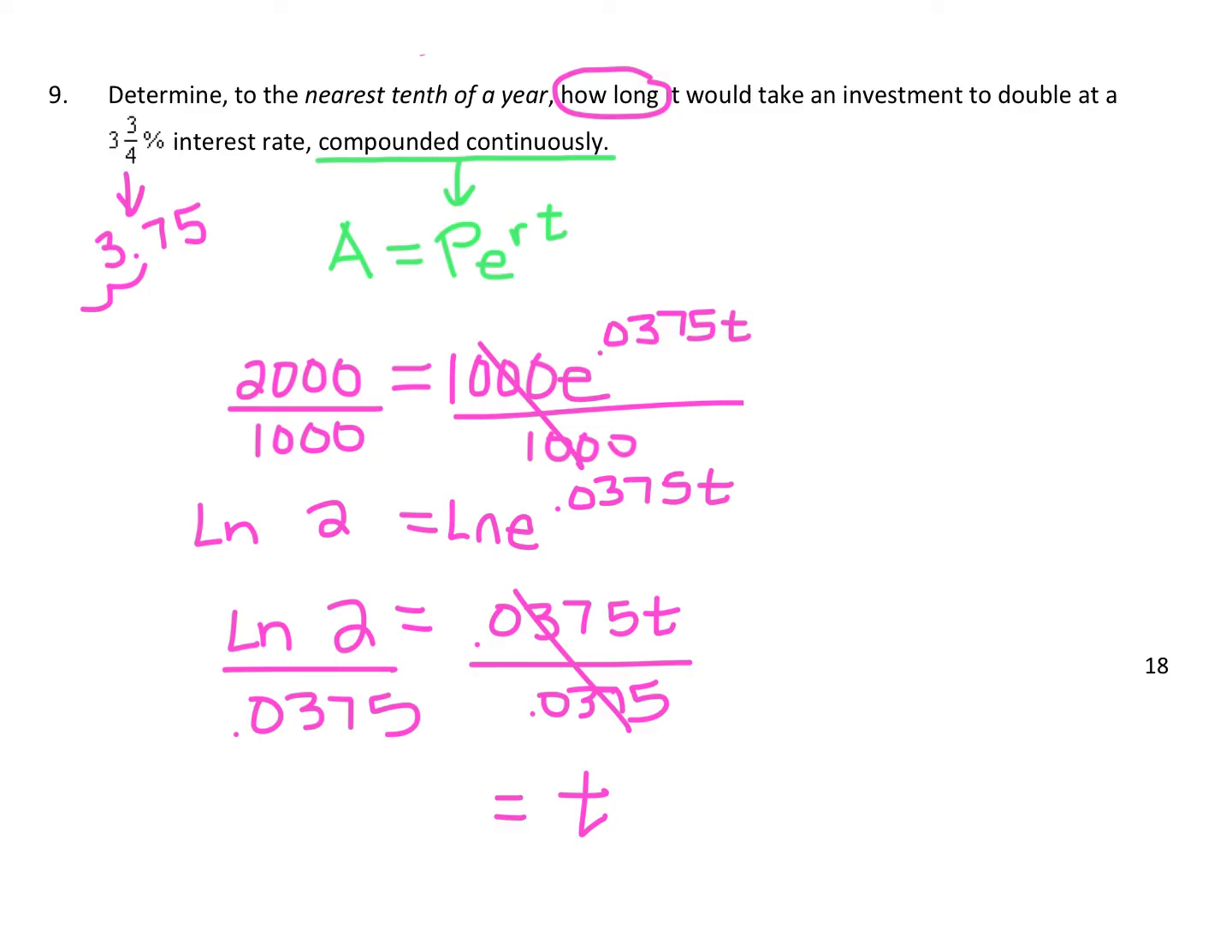Okay, now they want us to round to the nearest tenth of a year. So I'm plugging in my calculator right now. ln of 2 divided by 0.0375. And when I do, to the nearest tenth, it gives me 18.48, so 18.5, and the units are years. So there we have it.